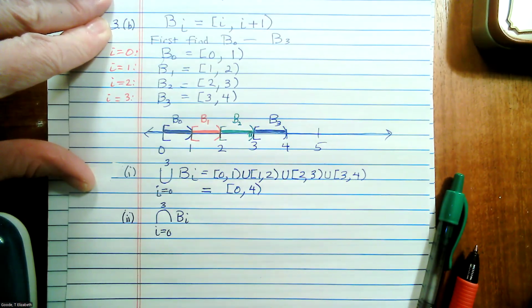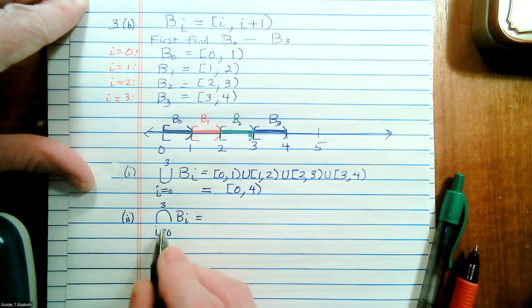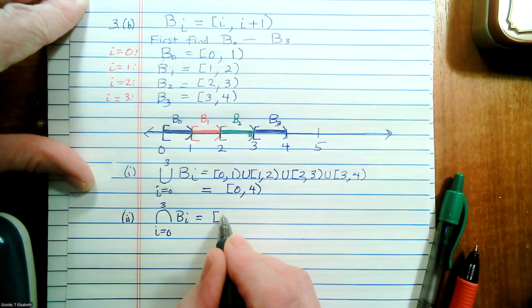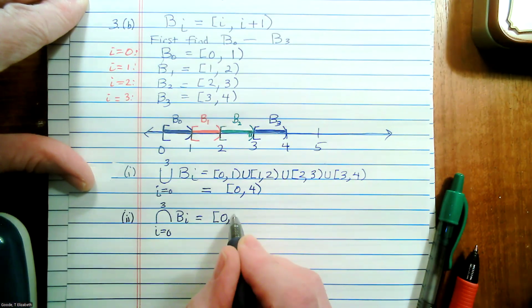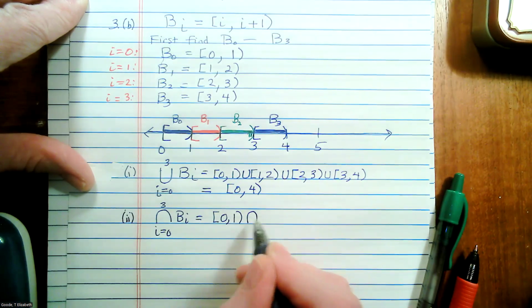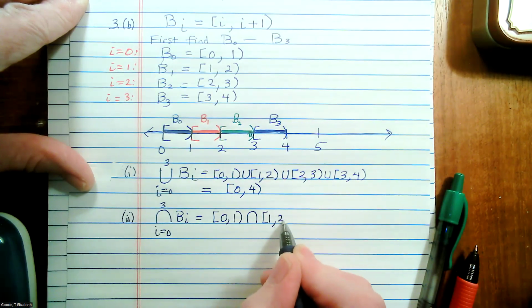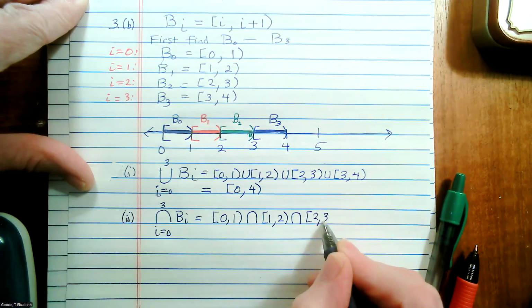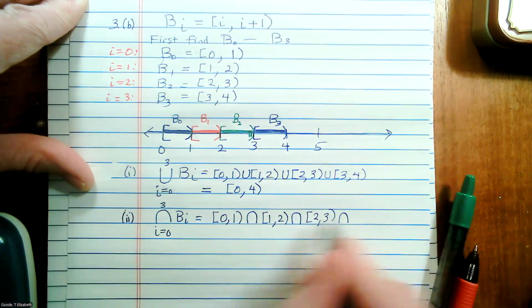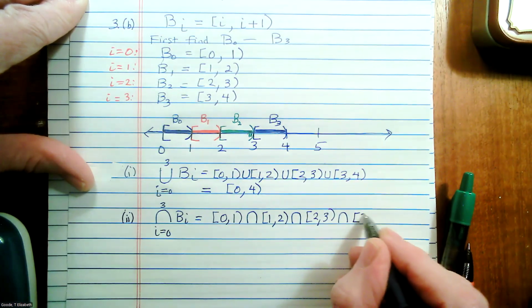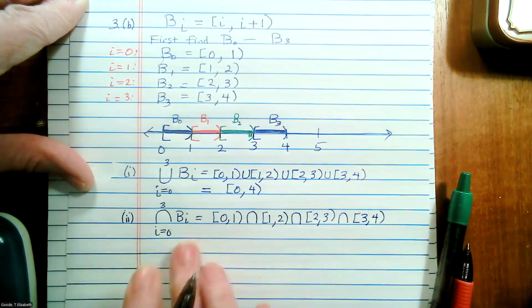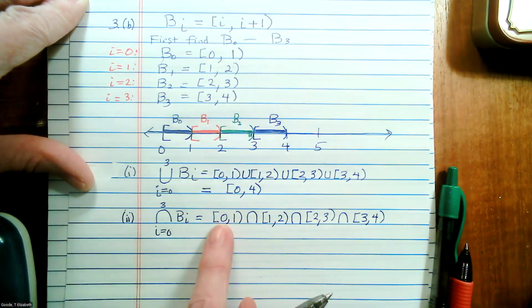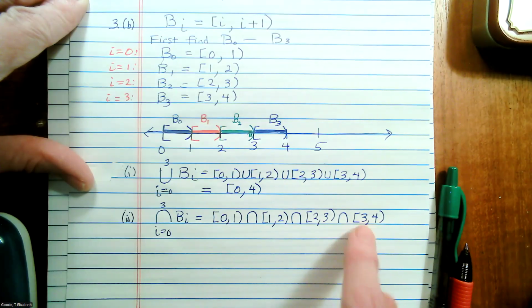All right, now let's think about intersecting them. Now this is a big intersection. We've got to find elements in the reals that are in 0 to 1, and in 1 to 2, and in 2 to 3, and any x that comes out of this game has to also be in 3 to 4. So what x's are in this and in this and in this and in this?